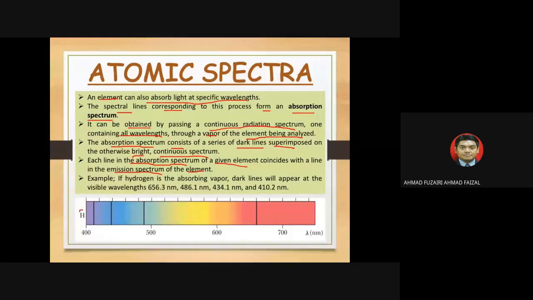As you can see from the given diagram, this is the hydrogen atom example. If hydrogen is the absorbing vapor, the dark lines here, 1, 2, 3, 4, will appear at the 4 visible light colors at different wavelengths, which are given here from 656.3 nanometers until 410.2 nanometers.